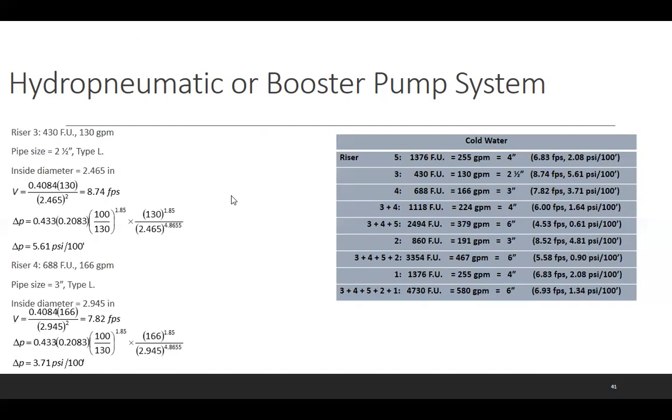So, riser 3 is 430 FU or 130 GPM. Pipe size is equal to 2.5 and type L. Ito yung nakuha. 2.5. Inside diameter mo is 2.465 inch. So, type L. So, velocity is 0.4084 times 130 over 2.465 squared is 8.74 feet per second. So, above siya, di ba? Pag nag 3 inches ka, mababa yan. Pero, okay lang.